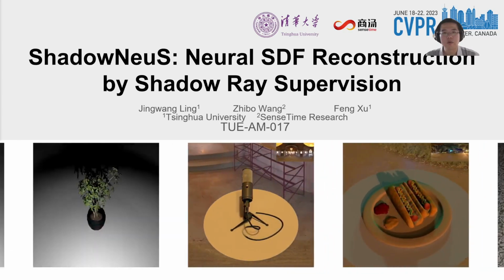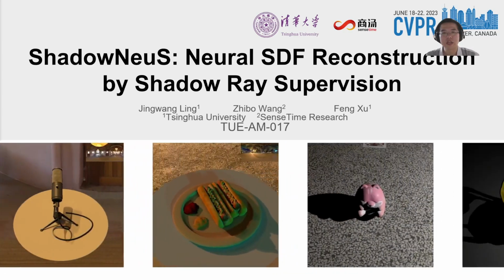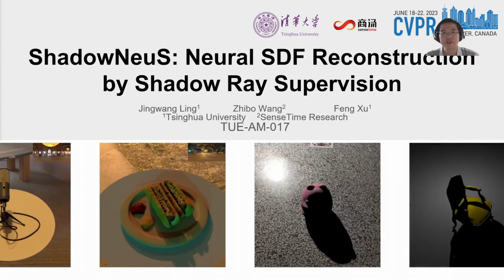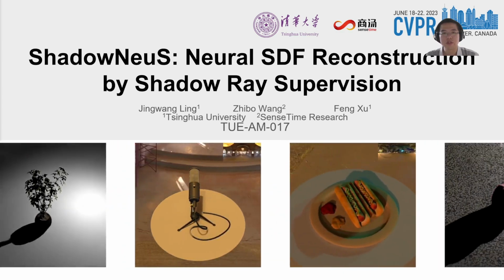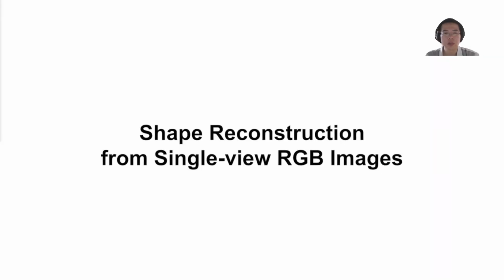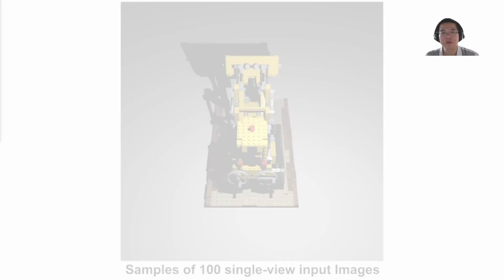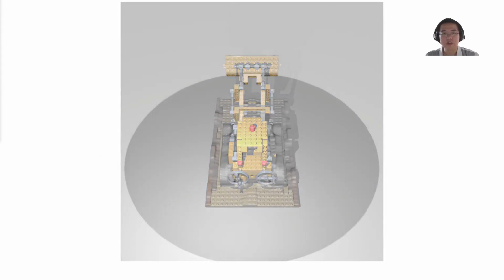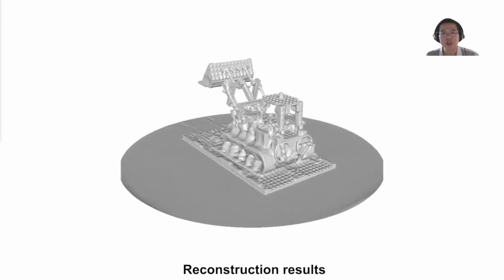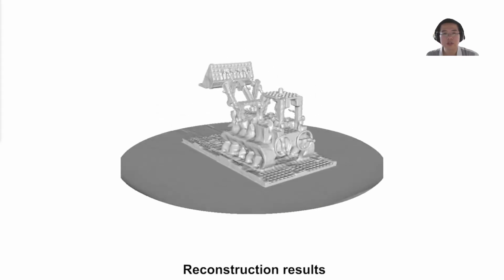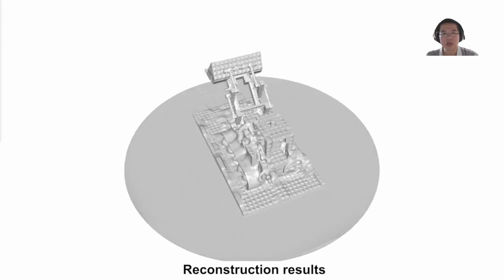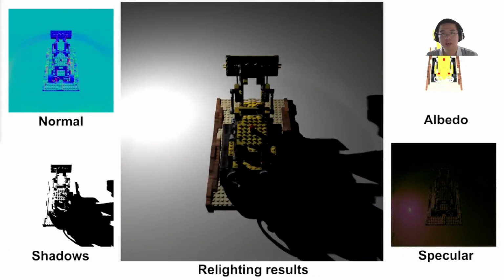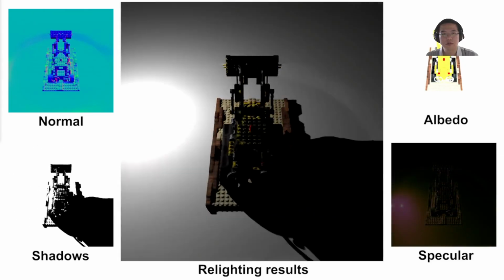In this video, I will present our paper on neural SDF reconstruction by shadow ray supervision. This is a joint work with Zhibo Wang and Feng Xu. Our method can reconstruct a complete shape from single-view RGB images. It can leverage shadows under different lighting conditions for shape reconstruction. After reconstruction, it supports rendering the object under novel light directions and generating consistent shadows.